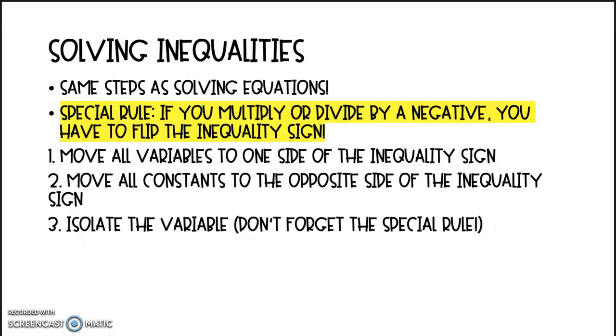So when we're solving these inequalities, it's going to look pretty much exactly the same as solving an equation, with just one special rule at the end when we've isolated the variable. We're going to move all the variables to one side of the inequality sign. We're going to move all the constants to the opposite side. And then when we're isolating the variable, if we multiply or divide by a negative number, we have to flip the inequality sign. So if it starts as a less than sign, we flip it to a greater than sign. If it starts as a less than or equal to, we flip it to greater than or equal to.